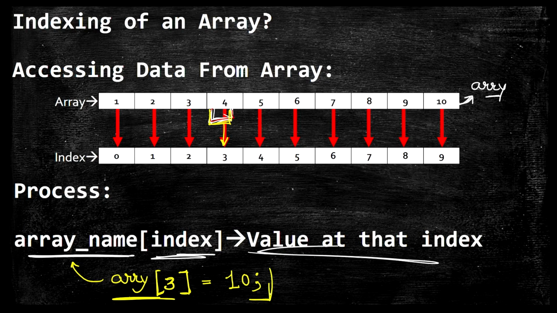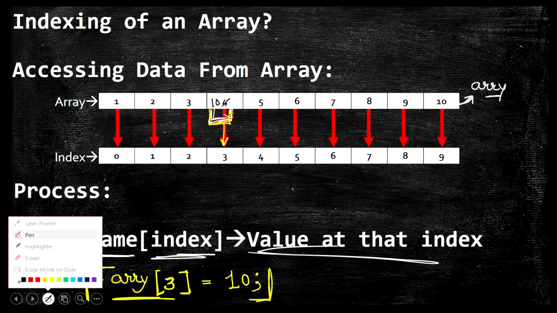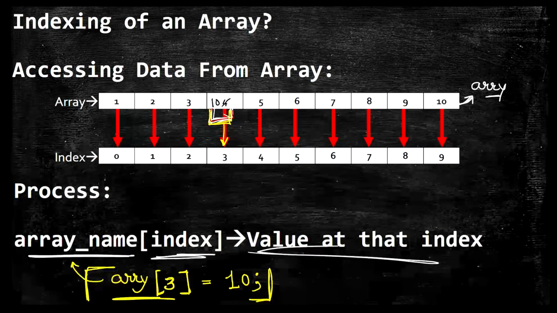Suppose in this case we do it to 10. So what will this do? It will remove this 4 from here and make it 10. Let's make it black, and it will make it 10 instead of 4. Right. So this is the change which is happening, or how we are accessing the data in an array and also altering it.